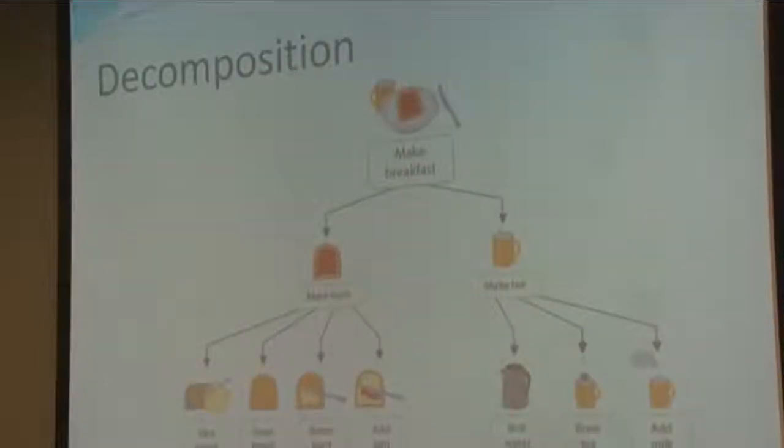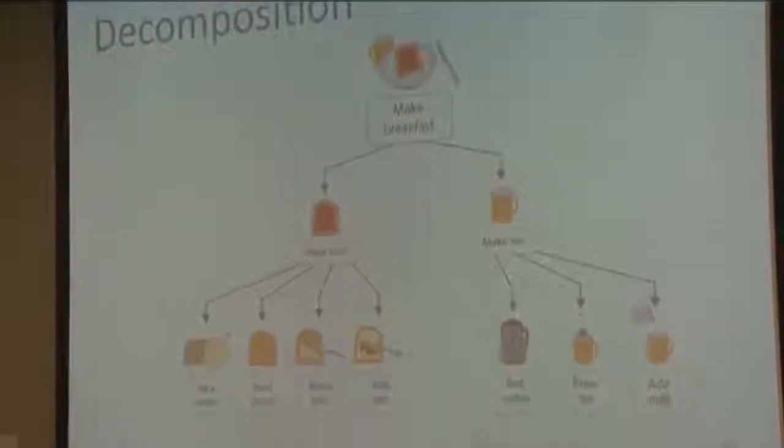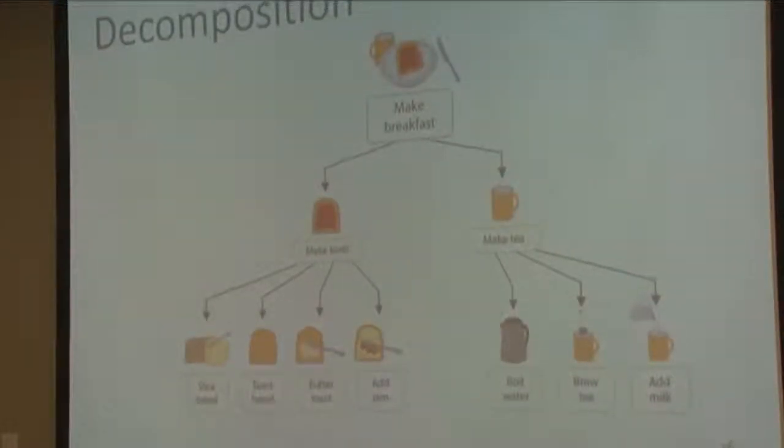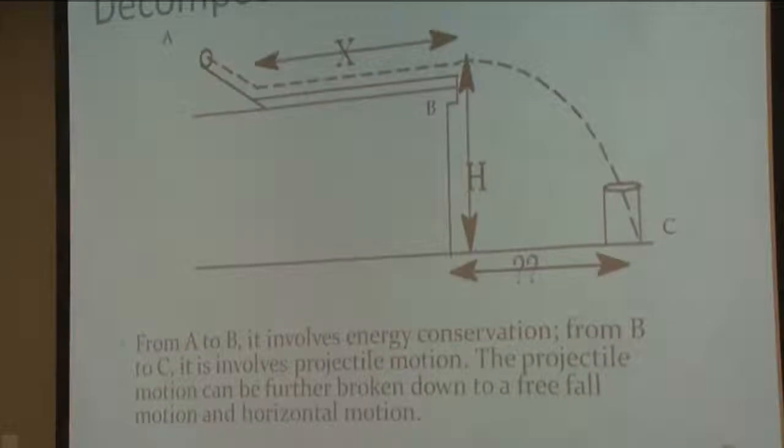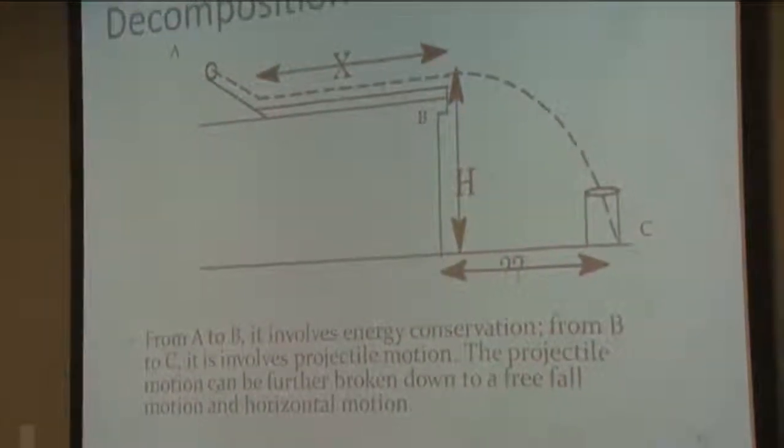Okay. Here is a live example. To make a breakfast, with a drink and something to eat, we break that into the bread part and the drinking part. And for each part, you follow an algorithm. So we do that all the time in life and in academic learning.